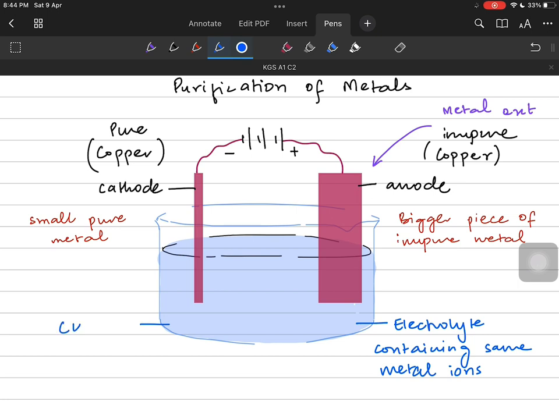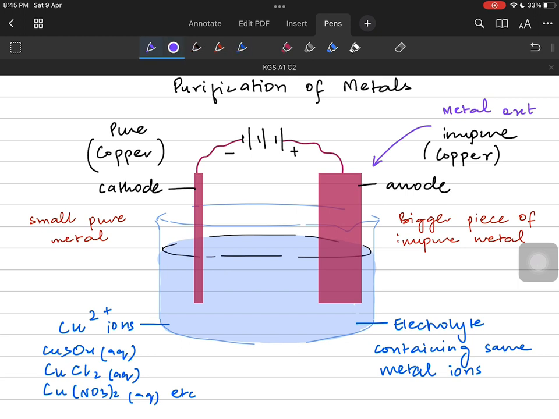Pure copper is on the cathode, impure copper is on the anode. The solution contains copper ions, again in any form, any salt of copper. I've already given you multiple examples. You can't use copper oxide, you should know this, because copper oxide is insoluble. You need an aqueous solution. You can't use any other copper compound like copper carbonate, which is also insoluble. So it has to be soluble.